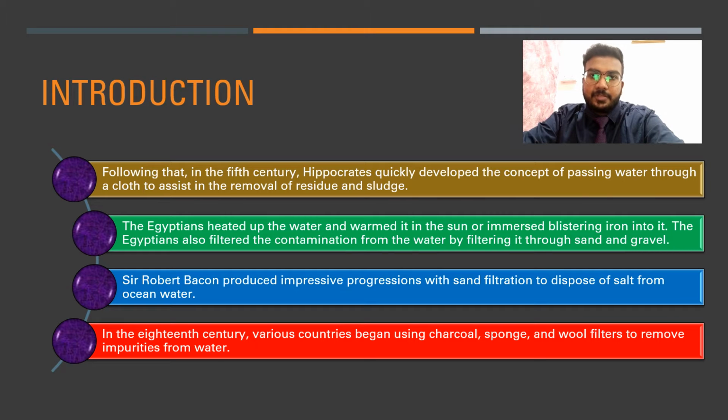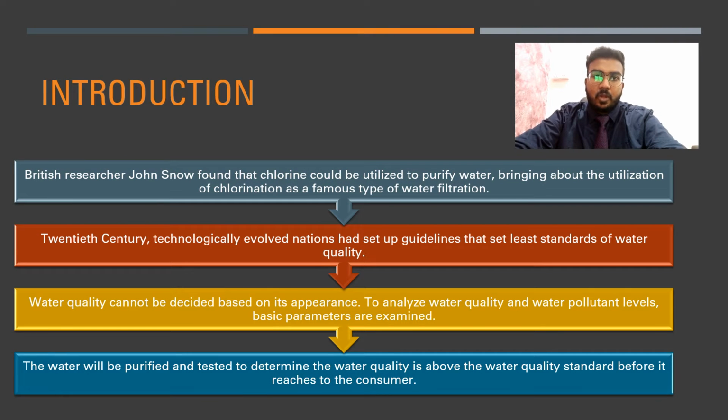Over the following few centuries, filtration methods transformed very slightly until 1627 when Sir Robert Bacon produced impressive progressions with sand filtration to dispose of salt from ocean water. In the 18th century, numerous countries started utilizing filters built from charcoal, sponge and wool to remove contaminants in water. Moreover, in the 19th century, British researcher John Snow made a significant discovery when he established that cholera was spread through water. A few analyzers also found that chlorine could be utilized to purify water, bringing about the utilization of chlorination as a famous type of water filtration.